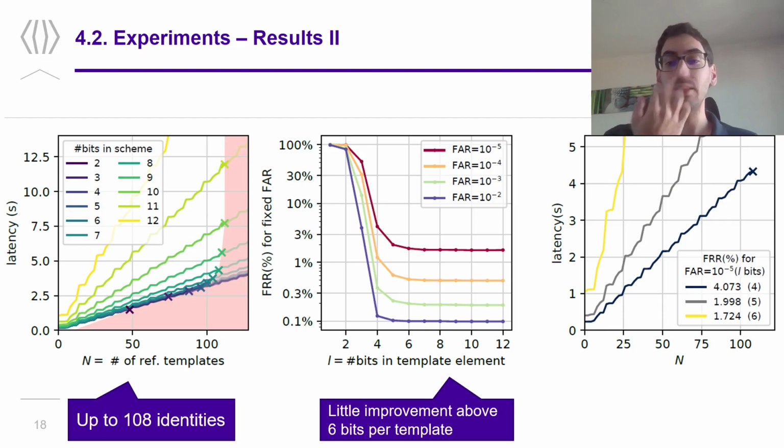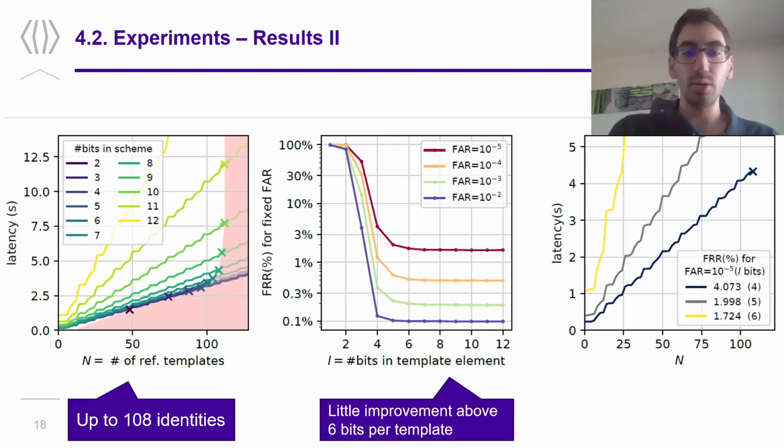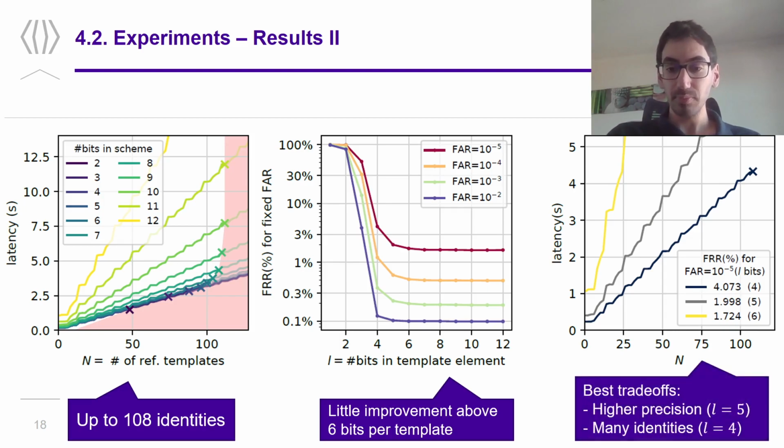Then finally, on the right-hand side, we're plotting 4, 5, and 6 bits per element with respect to the latency and the number of errors. And here we know that there are two good trade-offs. The first one would be L equals 5. It would yield a higher precision, but giving us up to 70-ish identities to keep it below 5 seconds. And then we have the trade-off of having many identities, sacrificing some error rate, but in exchange reaching up to 100 identities with no problem, without a full leakage.